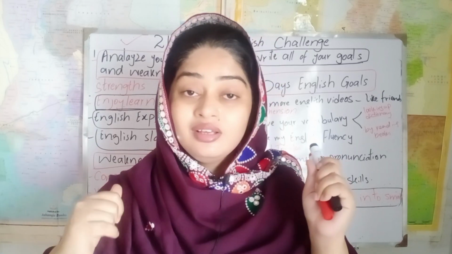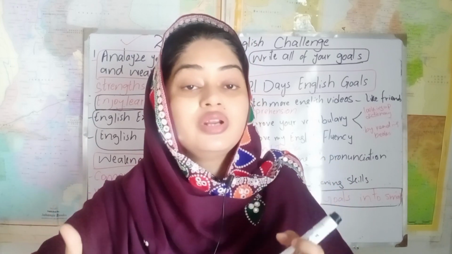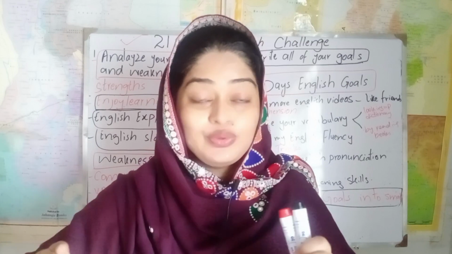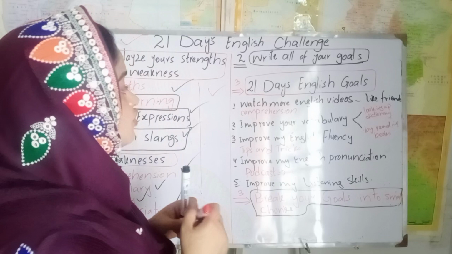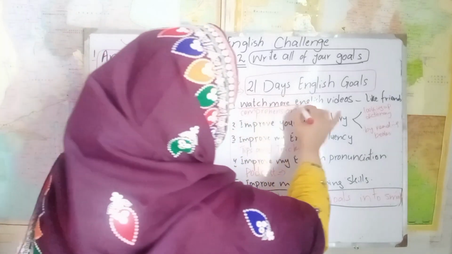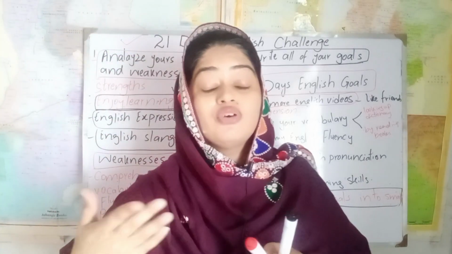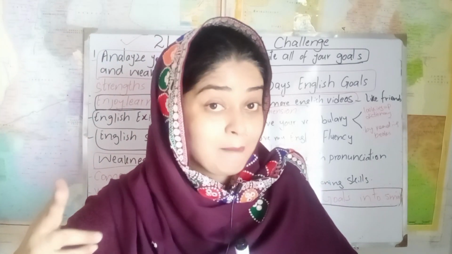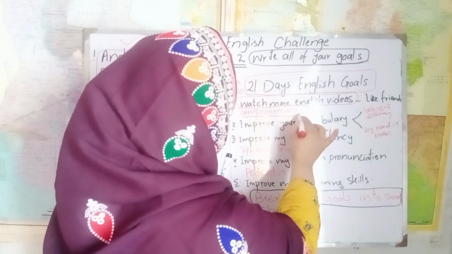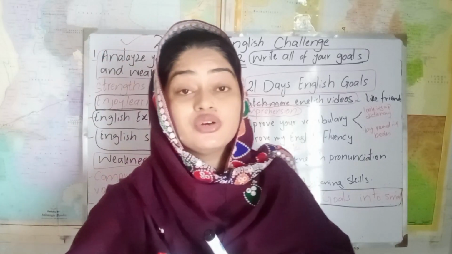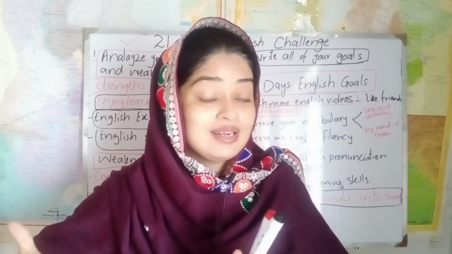So let's straight have a look at the whiteboard and analyze what your English goals are during this period of 21 days. The next goal is to watch more English videos. Now you have to decide, this is your goal for 21 days, remember, and your purpose is to make your comprehension better, make your understanding level better. How can you make your understanding level better?